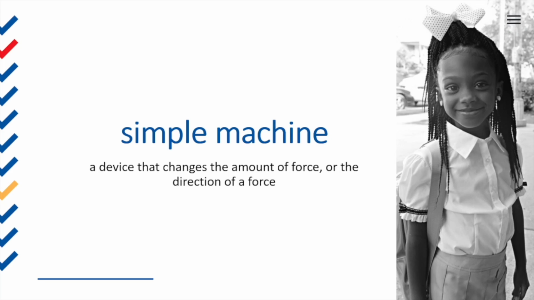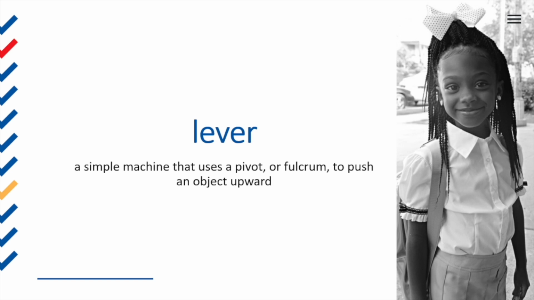Before we jump right into our lesson, let's get some of our vocabulary back in our head, specifically simple machines, which we talked about last week. Recall that a simple machine is a device that changes the amount of force or the direction of a force. So for example, in a lever, we push down and it pushes up in response. The definition of a lever is something that uses a pivot or fulcrum to push an object up.